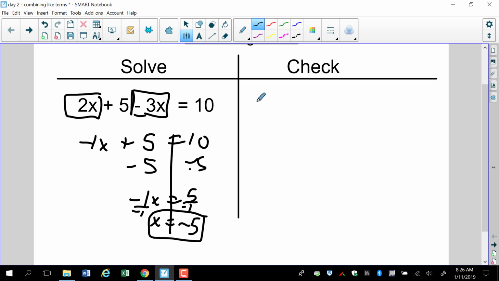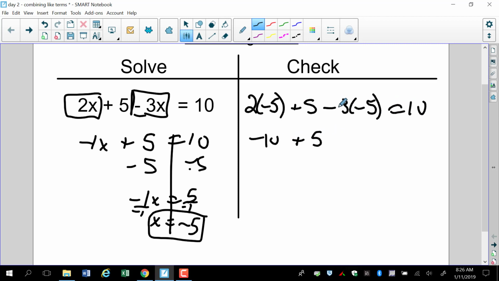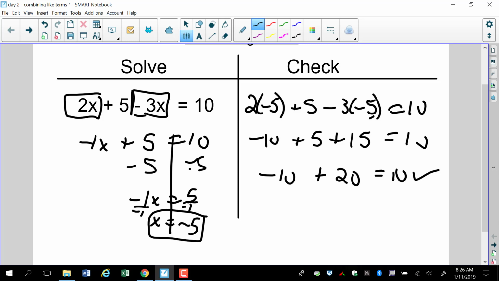How do you check this? Again, plug in these numbers here. This is -10 plus 5, and then -3 times -5 is plus 15. Right, don't forget, negative times a negative is a positive. And then -10 plus 20 is 10, and that is correct. So we got through that check.